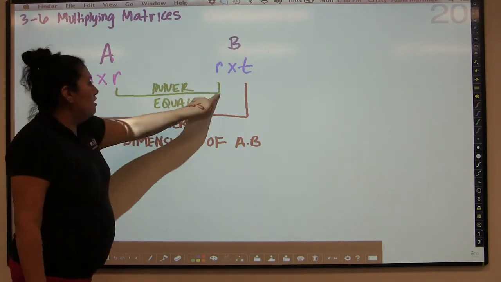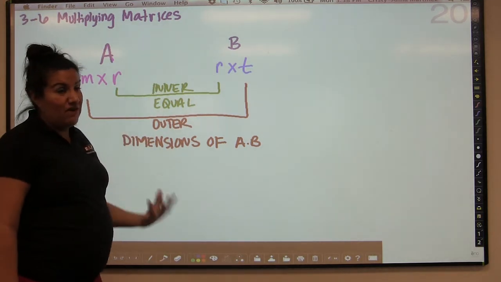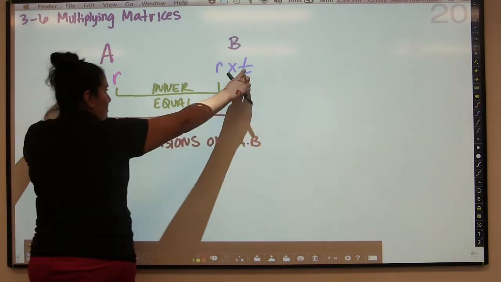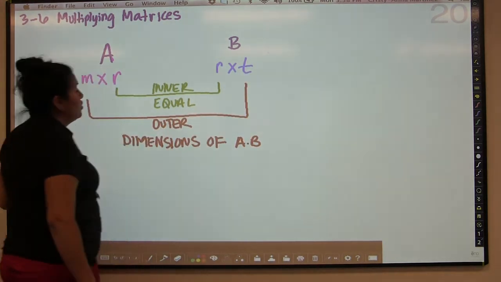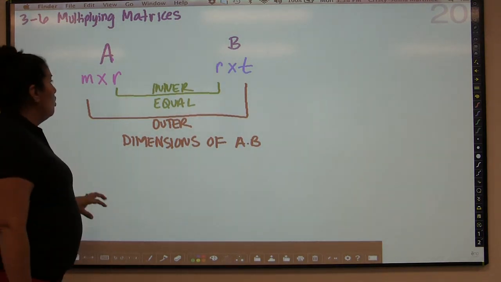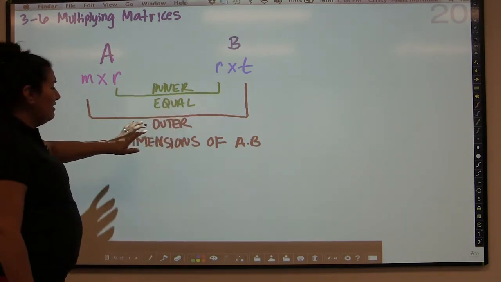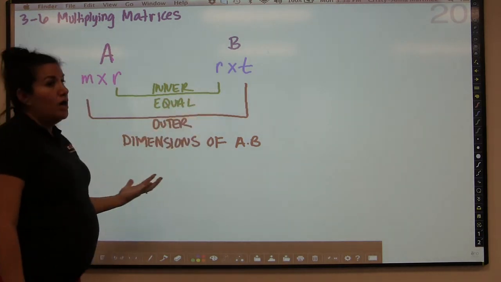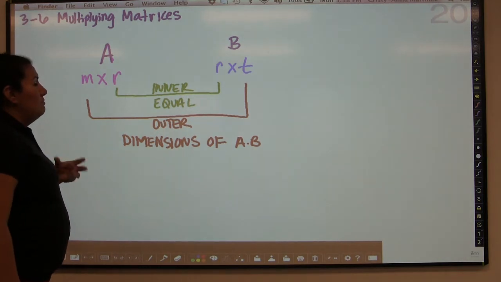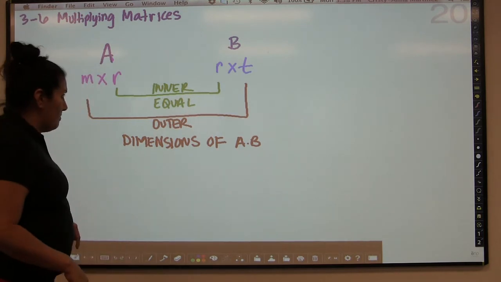So if the inners are the same or equal, then you can in fact multiply. It is defined. The outer dimensions, the M and the T, will tell you what the dimensions of the new matrix will be. So in this case, if I have an M by R matrix and an R by T matrix, I look at the inners, they're both R, so I can go ahead and multiply, and the resulting matrix would be an M by T matrix. That's what the outer dimensions are for.